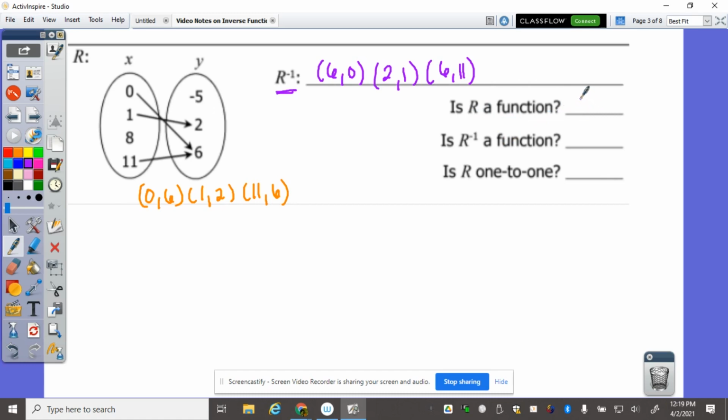The answer is yes, because none of the x values repeated: 0, 1, 11. Is the inverse of R a function? (6, 0), (2, 1), (6, 11). There is a 6 here and a 6 here, so the answer is no. So therefore, is R one-to-one? The answer is no.